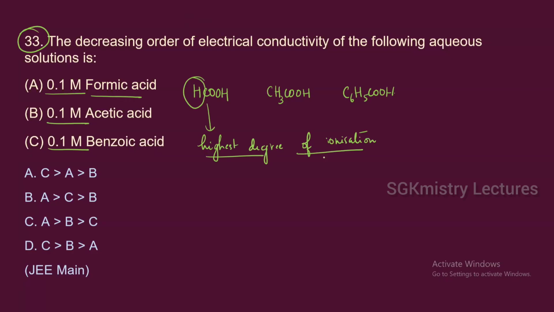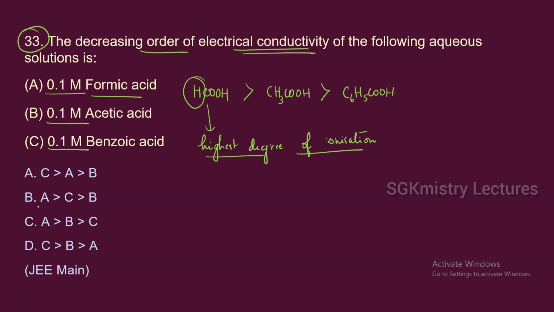Because compared to all the other carboxylic acids, HCOOH is the strongest acid, because CH3COOH has the alkyl group attached to the carboxyl group, which decreases the acidic character of this particular compound. And in the third example, that is benzoic acid, there is a phenyl ring which is directly attached to the carboxyl group, which reduces the acidity, right? So we have the order in this way. HCOOH is maximum, then it will be acetic acid, then it will be benzoic acid. That is the decreasing order of electrical conductivity.